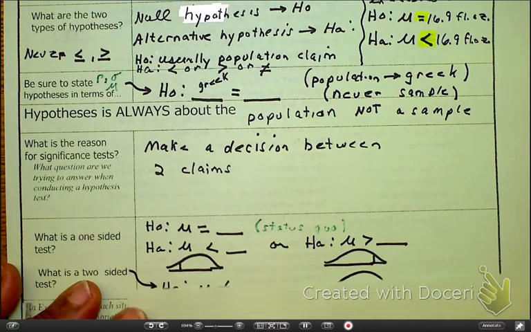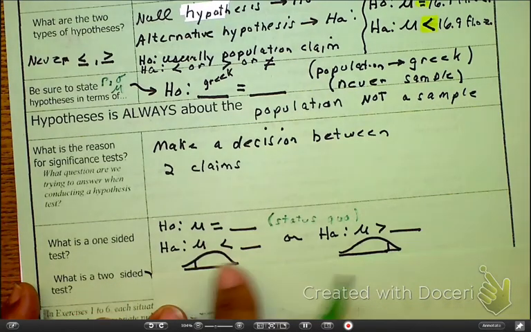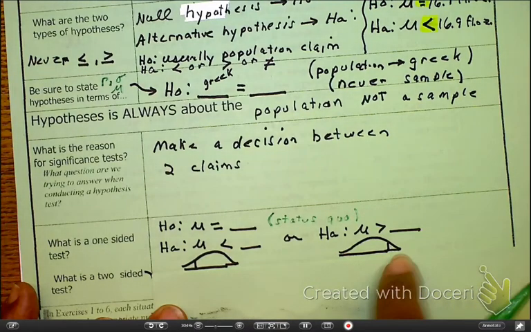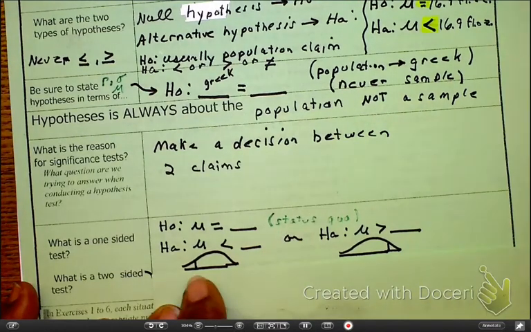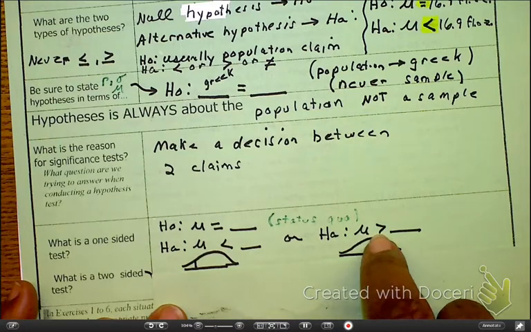Now let's look at what it looks like. A one tail is exactly as it says. These curves have two tails, one here, one there, but we're only going to look at one tail. If it's less than, it's the lesser number, the smaller tail, if you think about a number line. Over here, greater than, it is the greater tail.